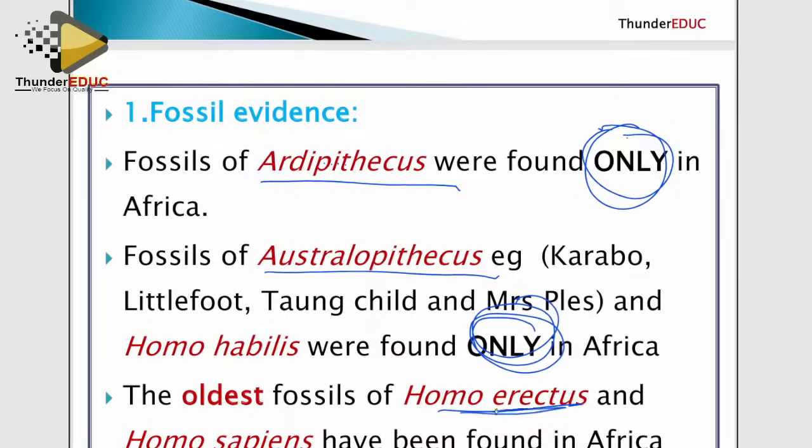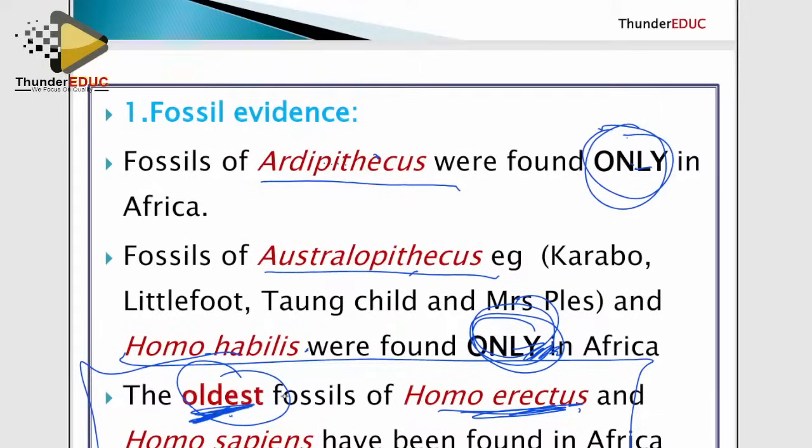Then these ones were not only found in Africa. That's why we say that the oldest fossil of Homo erectus and Homo sapiens were found in Africa. The oldest were found in Africa. But fossils of Ardipithecus, Australopithecus, and Homo habilis were only, this word must be there, were only found in Africa. But when it comes to oldest, this word oldest, it must be there. When it comes to Homo erectus and Homo sapiens, take a screenshot of that. Then we continue.